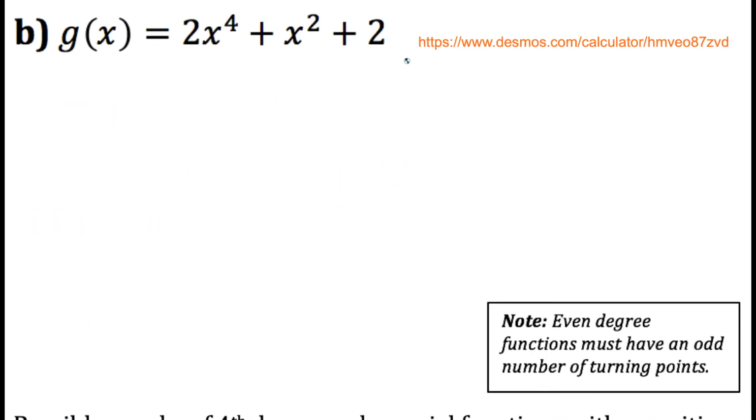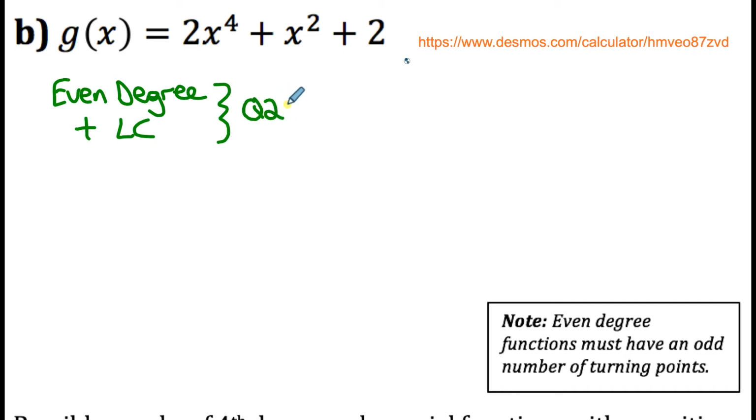Part B. So this one is even degree, positive leading coefficient. That tells me that it goes from Q2 to Q1. And then we want to comment on what are the possible number of x-intercepts and the possible number of turning points.